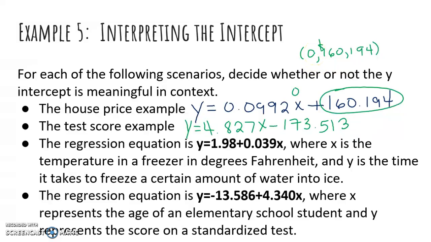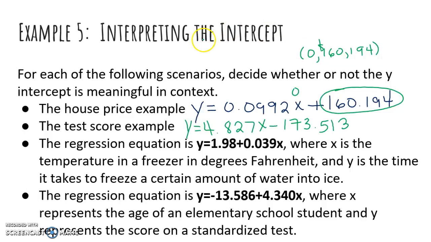Technically no, because the size of the house can't be 0. It's just not possible. So technically the 160.194 just makes the equation work, and it doesn't have meaning in context of the problem. Now you might say that the base price of a house before size is taken into consideration is $160,194. However, again, 0 can't be the size of a house. So again, it technically does not make sense in context.